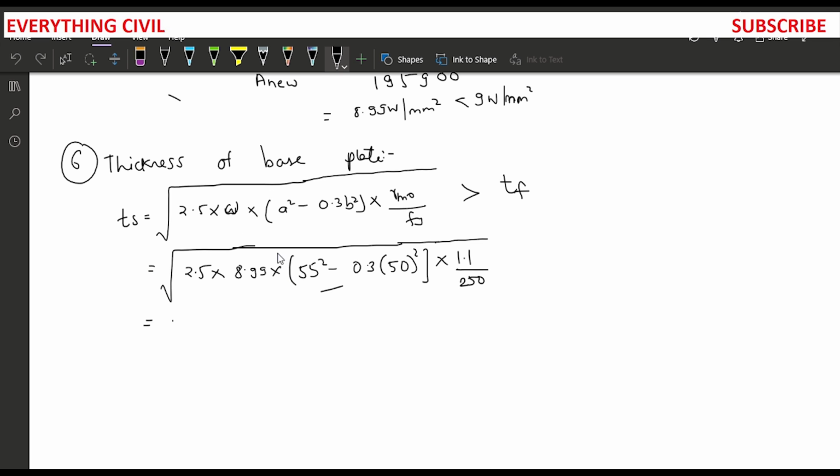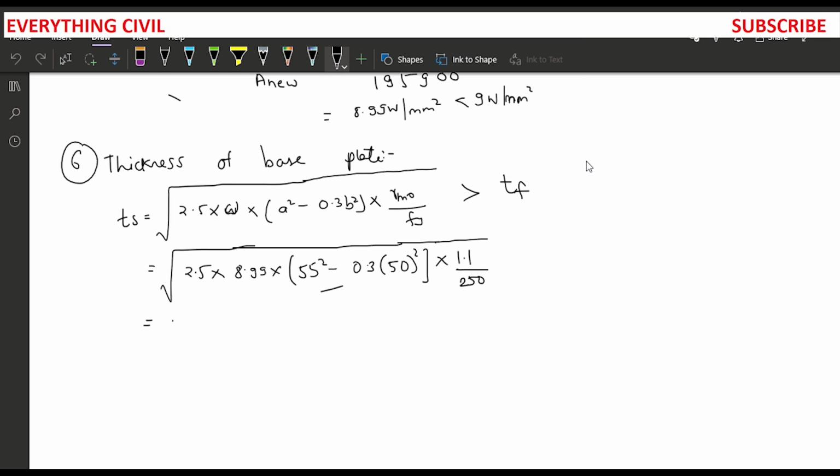So friends, in this formula the W value is the pressure on the concrete pedestal, which is calculated 8.99. Then A is the larger projection of the base plate and B is the smaller projection of the base plate. Then gamma MO is a partial safety factor and Fy is 250.